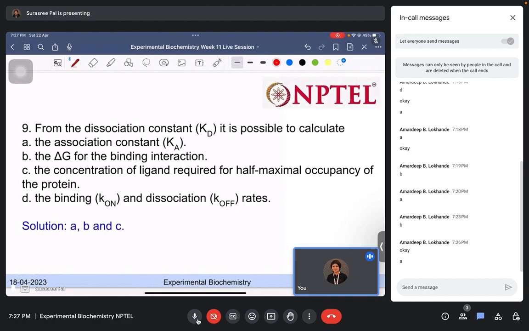Actually, the correct answer is A, B, and C. So from Kd, I told you that delta G equals minus RT ln K. So from that, we can calculate the delta G value from Kd. We can also calculate the Ka from Kd. And we can also calculate the concentration of ligand which is required for the half maximal occupancy of the protein. So all these three can be calculated from Kd. But K on and K off cannot be calculated directly from Kd.